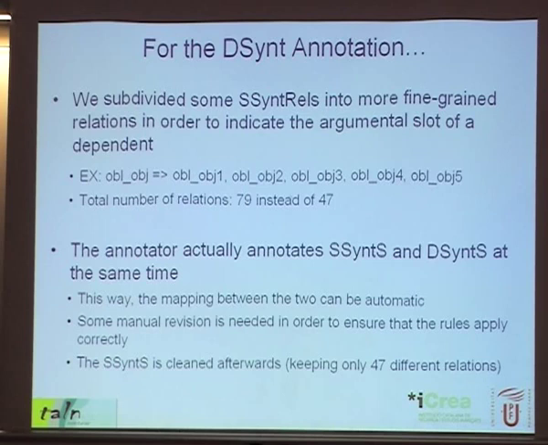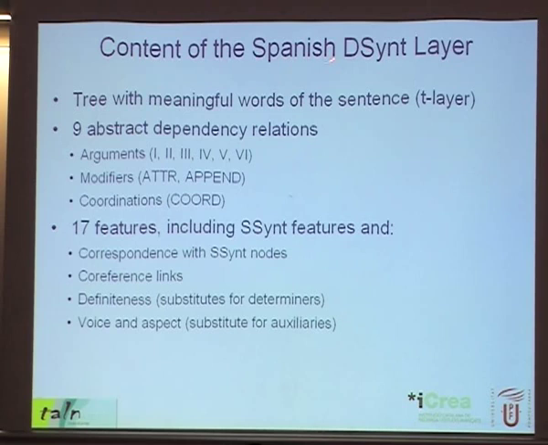Okay, so we get a tree, still a tree, with 9 abstract dependency relations, that is, the argument relations, modifiers, and the coordination relation, and a number of different features. Some of them are auxiliary, just to facilitate the training of machine learning algorithms, and some of them are really theoretically justified. The definiteness, which at the surface syntactic level we had as a node, as a relation, is now a feature, and so are voice and aspect.